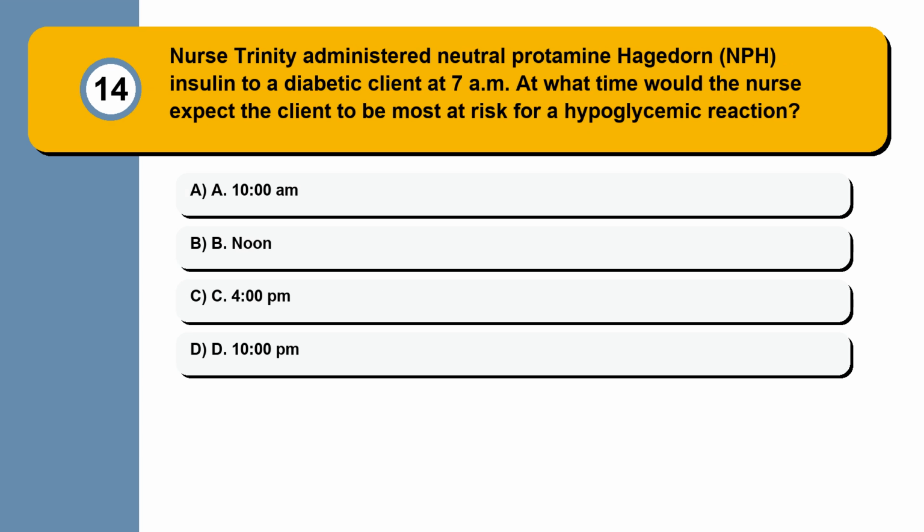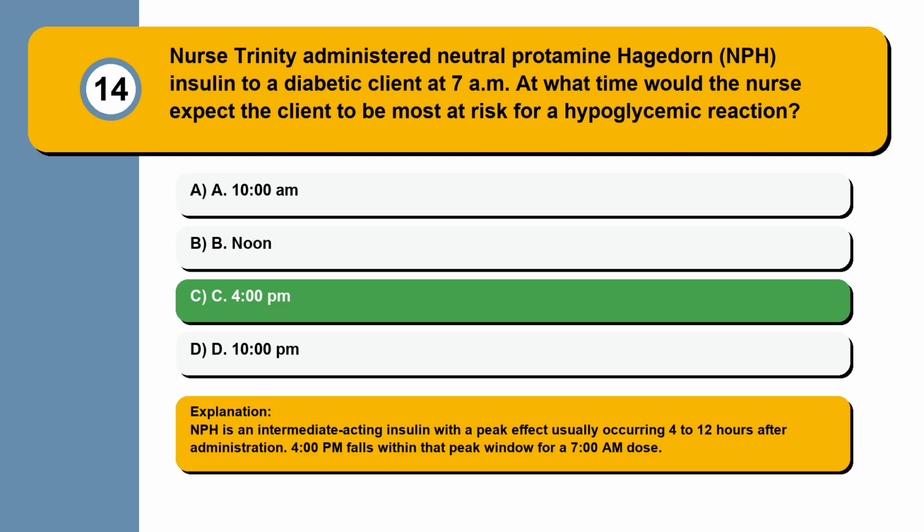Question 14. Nurse Trinity administered neutral protamine Hagedorn, NPH, insulin to a diabetic client at 7 a.m. At what time would the nurse expect the client to be most at risk for a hypoglycemic reaction? A. 10 a.m. B. Noon. C. 4 p.m. D. 10 p.m. NPH is an intermediate-acting insulin with a peak effect usually occurring 4 to 12 hours after administration. 4 p.m. falls within that peak window for a 7 a.m. dose.